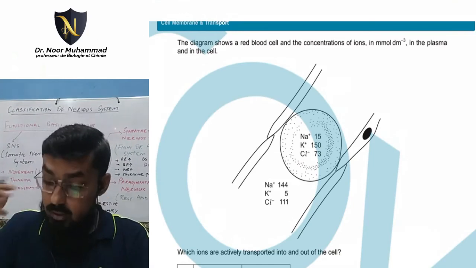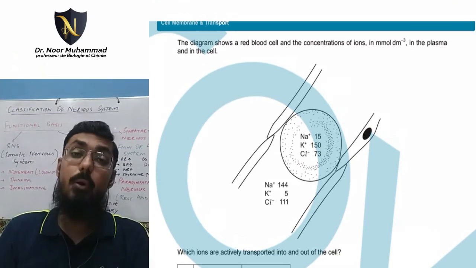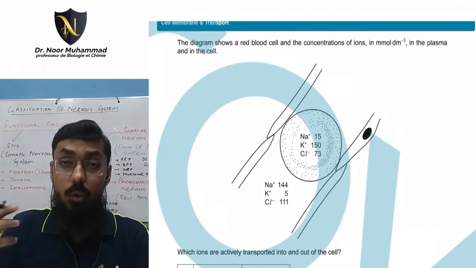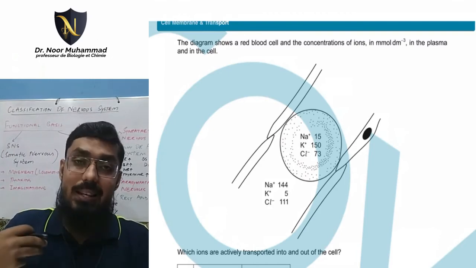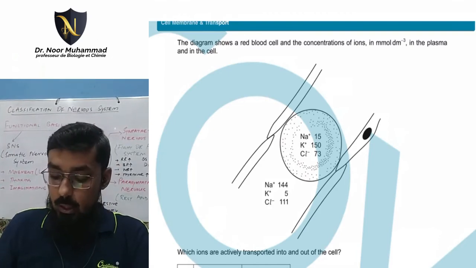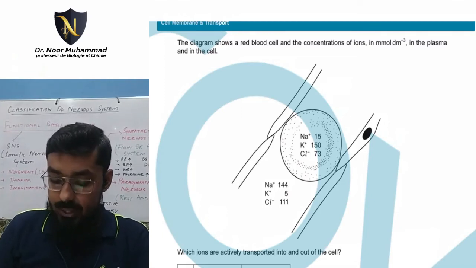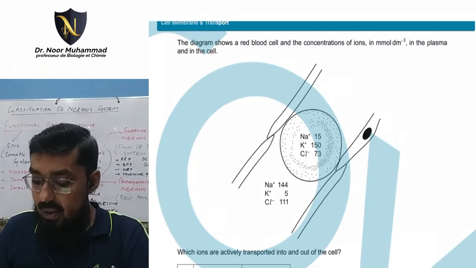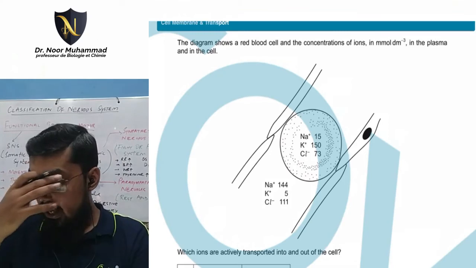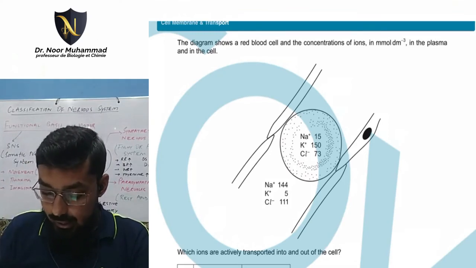ठीक है, बहुत सारे क्वेश्चंस हैं. No need to worry about the number of questions, just need to focus on the concepts we are discussing. Okay, the next question we have on the screen is: the diagram shows a red blood cell and the concentration of ions in the plasma and in the cell.